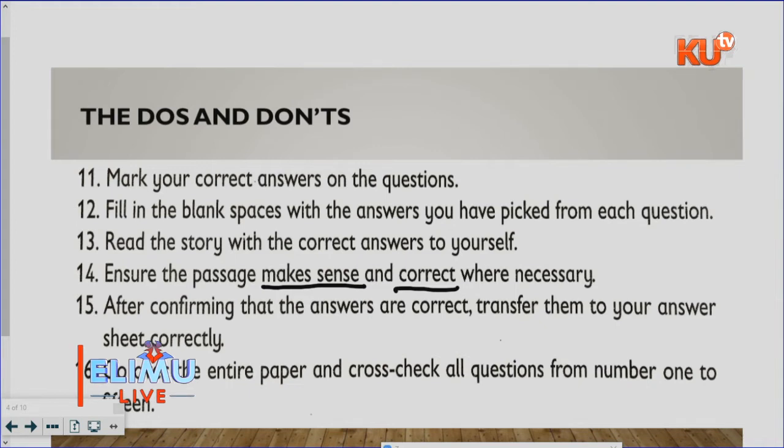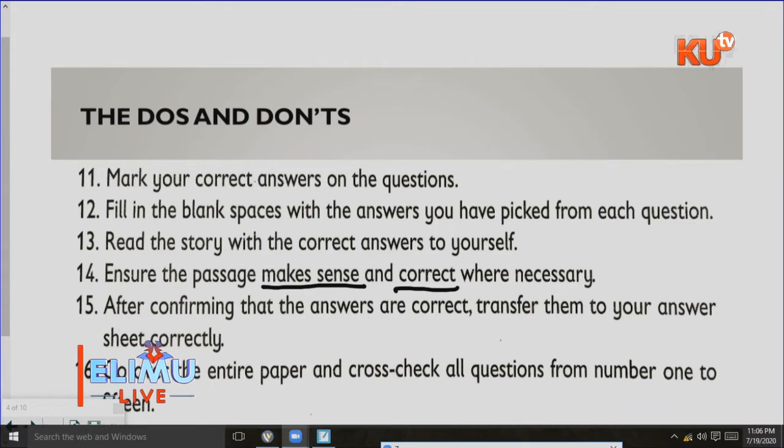process. Then go over the entire paper and cross-check all the questions from number 1 to number 15. How are you going to cross-check? You will cross-check by going through your question paper, also having your answer sheet there with you, then you check. It is choice A in number 1 in my question paper. Is it the same that I have transferred to my answer sheet?